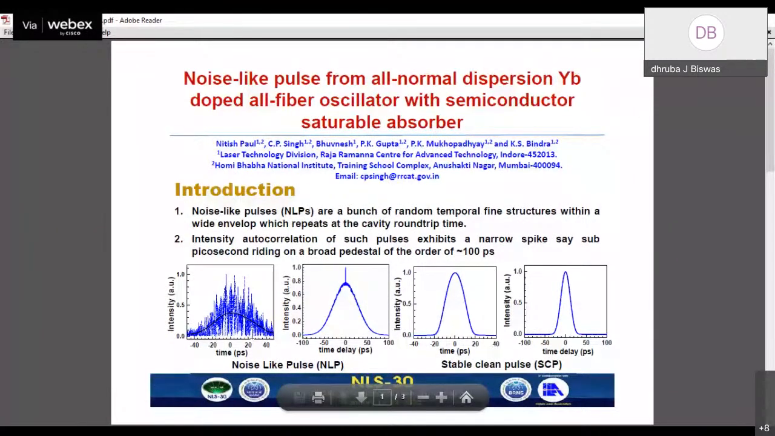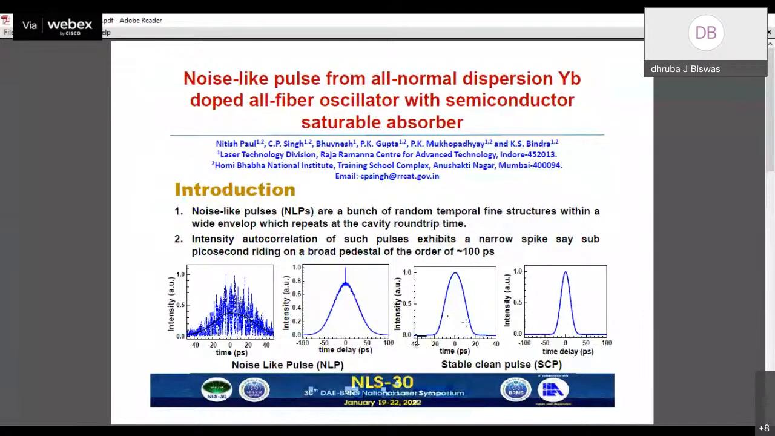As the title suggests, this presentation is about noise-like pulses. So what are noise-like pulses? At the left you can see the structure of a noise-like pulse. It is a bunch of random temporal fine structure within a wide envelope, which repeats at the cavity round trip time. So it is quite different from the conventional mode-locked pulses.